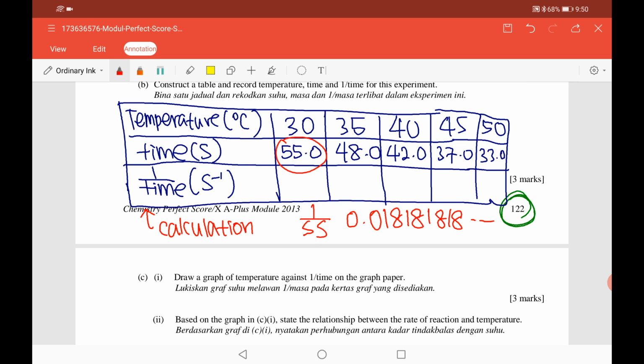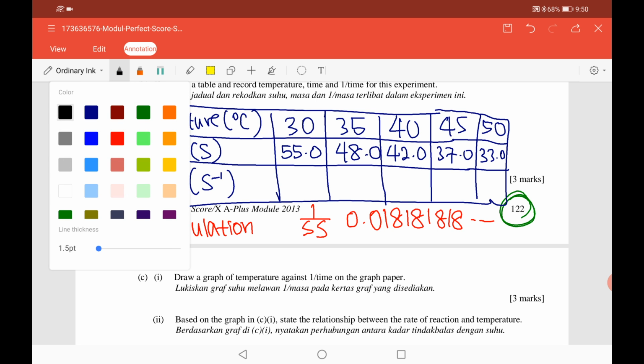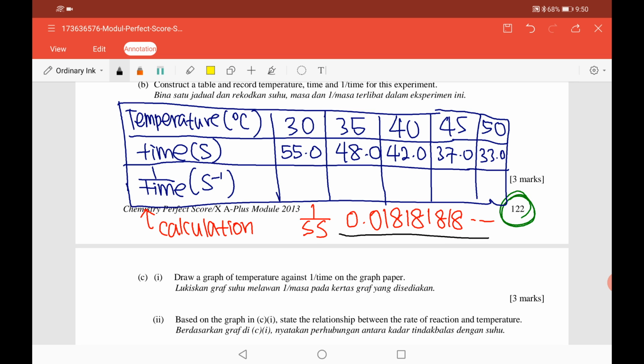So when you have a long decimal, some people will ask, how many decimal points should we take? When you have a long decimal like this, you should take 2 significant figures. I repeat, whenever you have a long decimal like this, you should take 2 significant figures. Significant figure is something you learn in your modern mathematics. So in this case, 0.018 to 2 significant figures is up to 18.